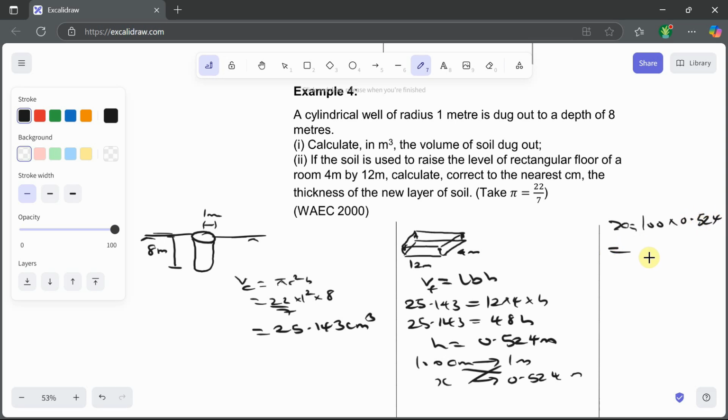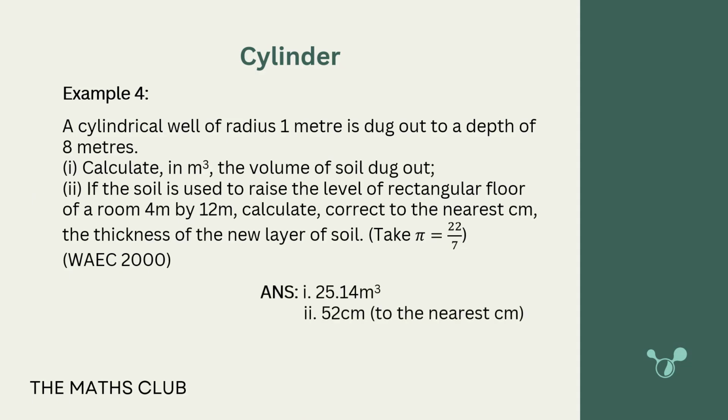So what would that give me? This will give me 52.4 centimeters, and it says to the nearest centimeter. So this is basically approximately 52 centimeters to the nearest centimeter. So this is how we actually solve this question. Let's see if we're correct. Great. So 25.14 meter cube and 52 centimeters to the nearest centimeter.